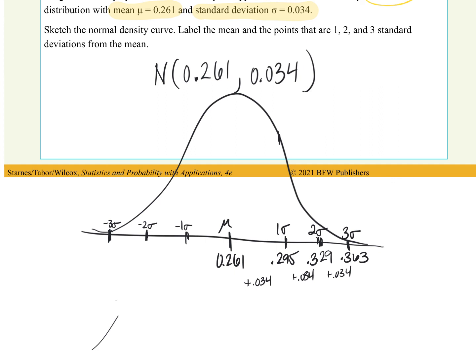When you're asked to draw the normal model, label the mean and the points, I don't need to write the plus 0.034, right? I just wrote that to show you what I was doing. So when I subtract 1 standard deviation, what do I get? What did you get for the first one? 0.227. Then we're going to minus 0.034 again. 0.193, and then subtract 0.034 again. 0.159.